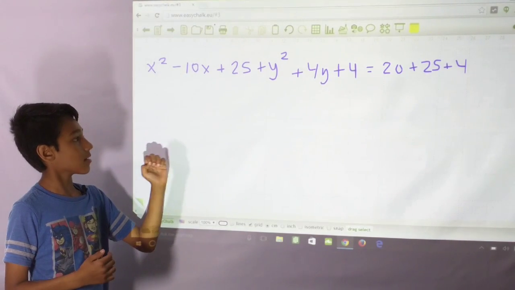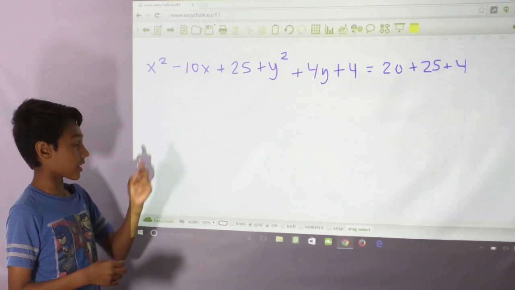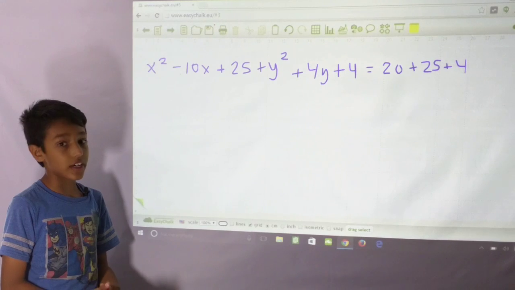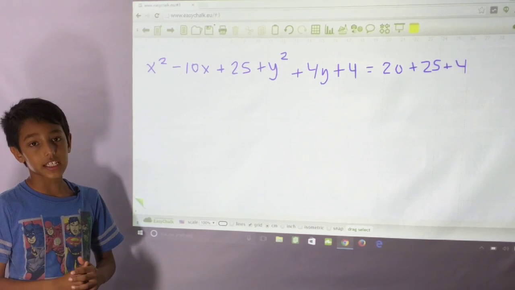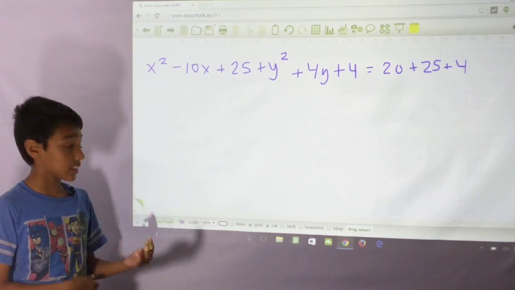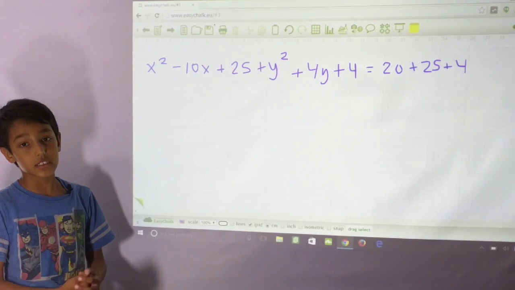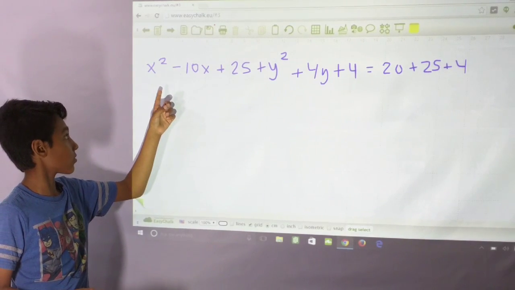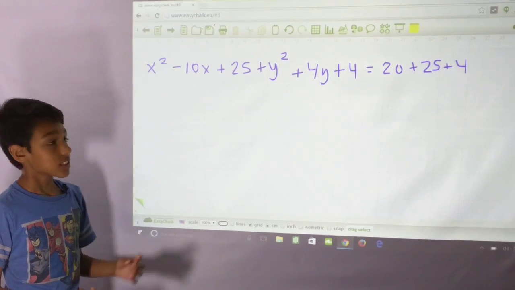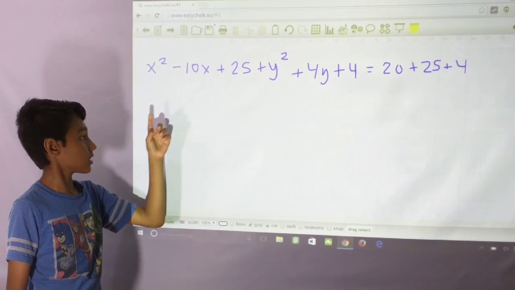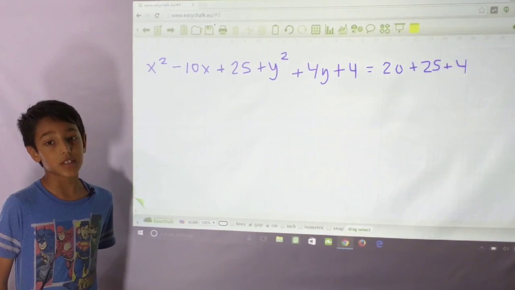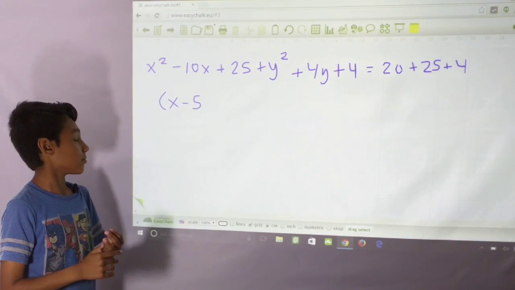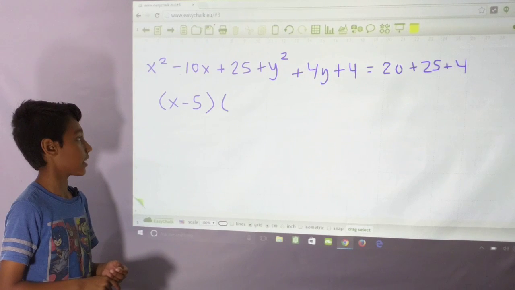So let's simplify both sides of the equation. Let's simplify the left side first. x squared minus 10x plus 25, if we complete the square, is going to equal x minus 5, and that whole thing squared. Because if you do x minus 5 times x minus 5 and simplify that out, you get the same thing, x squared minus 10x plus 25. So that's the simplified form: parentheses x minus 5, closing parentheses, and that whole thing squared.